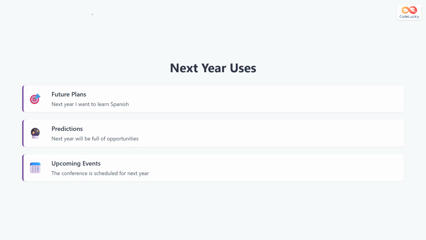There are three main ways to use next year. First, we use it to express future plans and intentions. For example, next year I want to learn Spanish. Second, we use next year when making predictions about the future. For instance, next year will be full of opportunities. Third, we use it to mention upcoming events that are already scheduled. For example, the conference is scheduled for next year. These uses help us talk about future goals, expectations, and planned events.